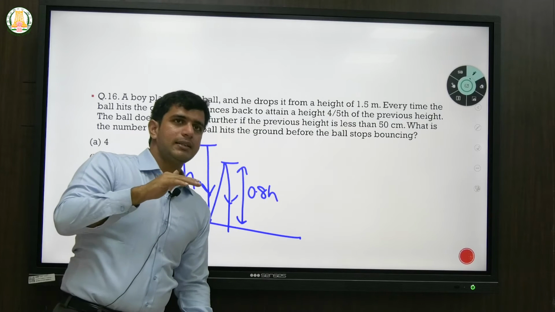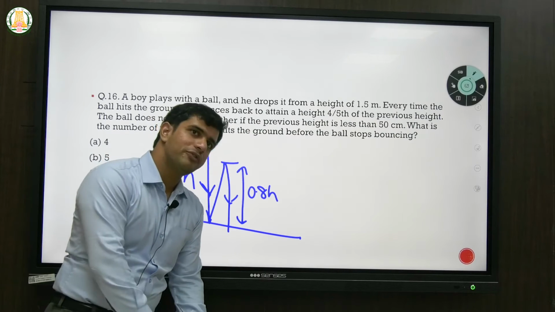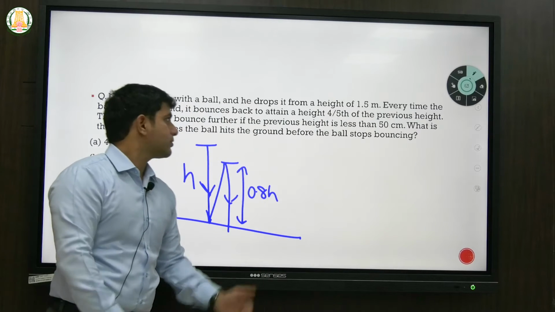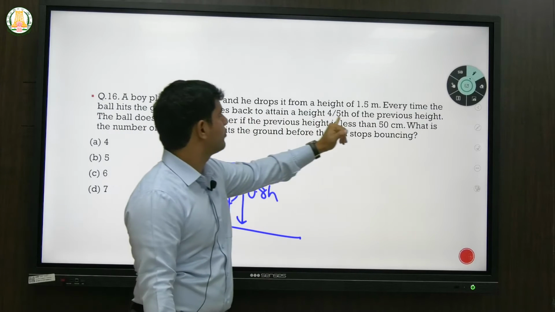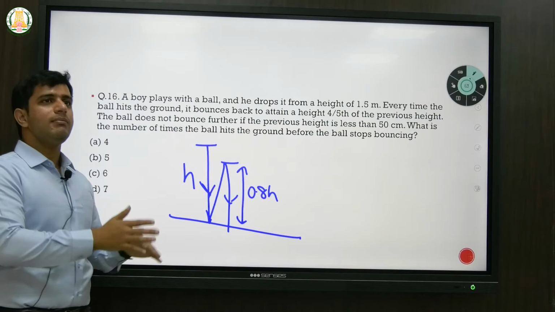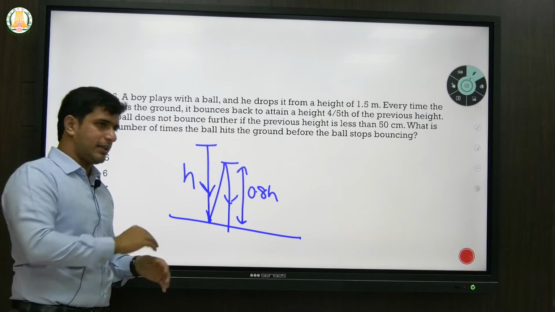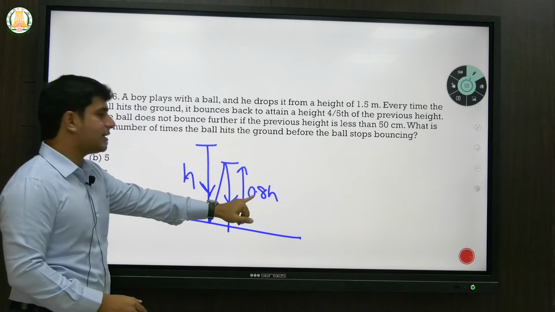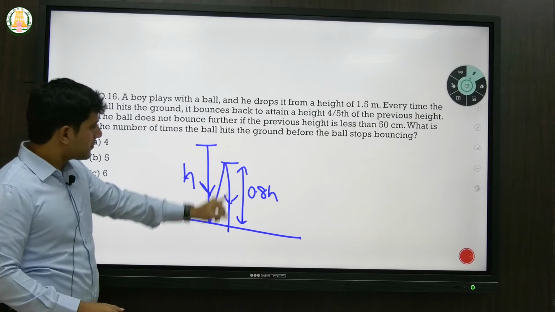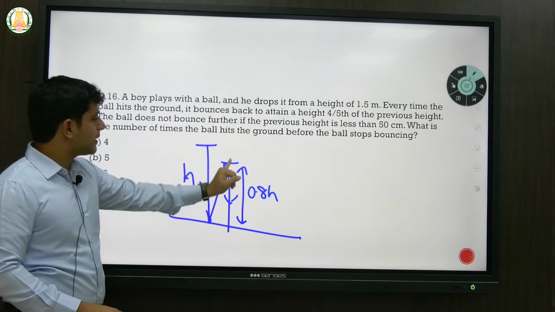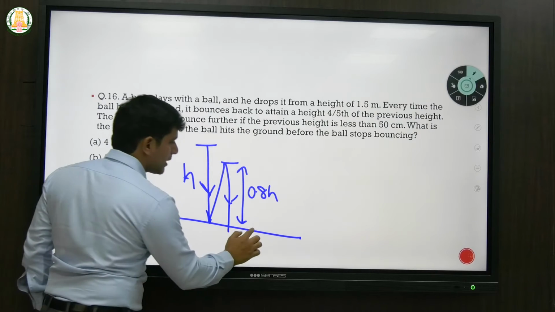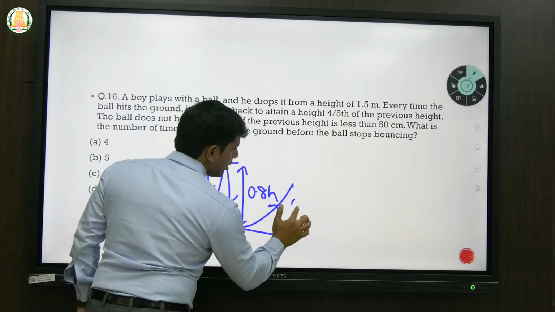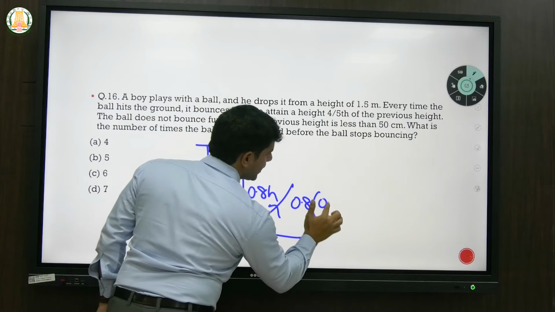But then again it will rise, not to the same height again. 4/5 of the second height. Okay, so what is it saying? Attain back to a height of 4/5 of the previous height. Every time it will attain 4/5 of the previous height. So now 4/5 of this height is 0.8 h. But now when it drops from here to here, it will not again bounce back to 0.8 h. It will bounce back to how much? 0.8 of 0.8 h.